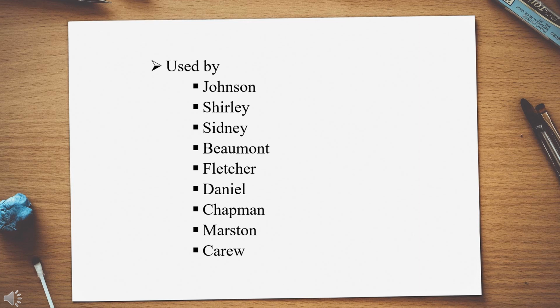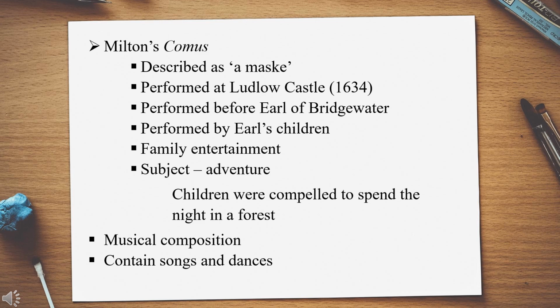The writers who used Masque very brilliantly are Jonson, Shirley, Sidney, Beaumont, Fletcher, Daniel, Chapman, Marston, and Carew. Milton's Comus is described as a masque which was performed at Ludlow Castle in 1634, before the Earl of Bridgewater by the Earl's children. It is performed as a kind of family entertainment. The subject here is adventure. Here, the children were compelled to spend the night in a forest, and there you can see musical composition, and it also contains some songs and dances.